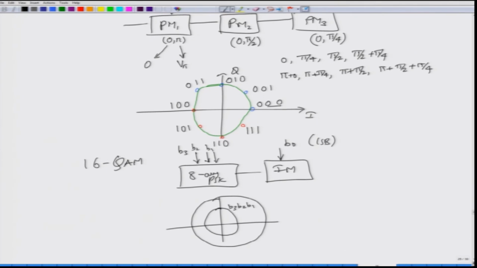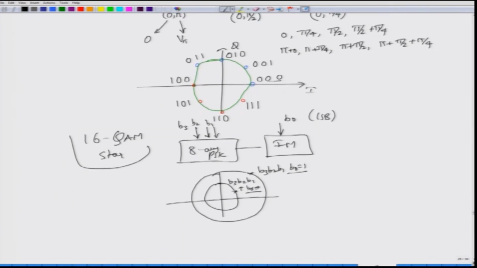and any point here is B3, B2, B1 with B0 equal to 0, and the points over here will be B3, B2, B1 with B0 equal to 1. So, this is with B0 equal to 0. The inner circle is with B0 equal to 0, the outer circle with B0 equal to 1, and you will be able to generate the 16 star QAM. Additional types of generation including IQ modulators are not important for our module here, so we are not going to discuss that.